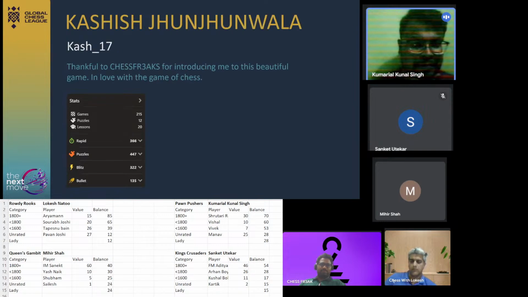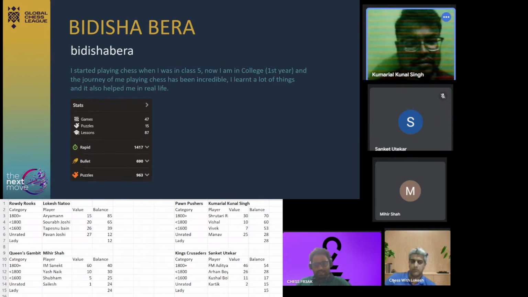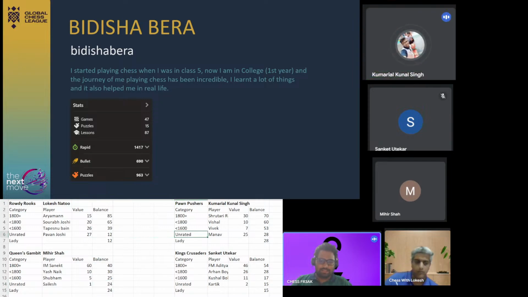Definitely go for Vidisha Bera. So in that case, let me give Vidisha Bera to Pawn Pushers. And guys, let me put the value as 28. And with that, the team Pawn Pushers is over.